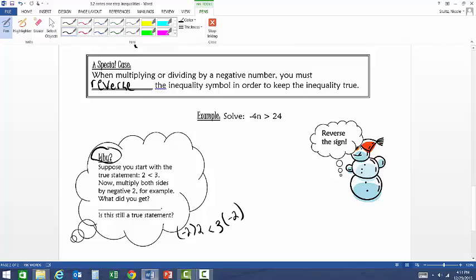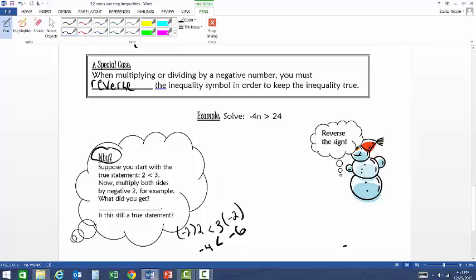Remember, you're allowed to do whatever you want to one side as long as you do it to the other side. It's not changing the problem. So I would get negative 4 over here and negative 6 over here. And if I were to just bring down my sign, it would no longer be a true statement. Negative 4 is not smaller than negative 6.